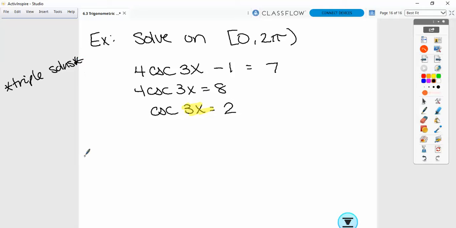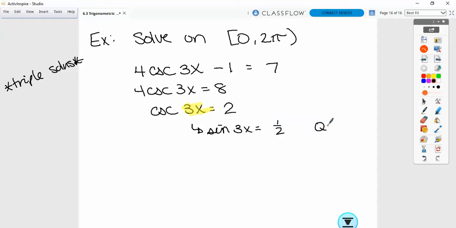Friday when we talked about this, the first few, I graphed them and showed you what happened. When it was a 3x, that basically meant between 0 and 2 pi, we got 3 complete cycles of our graph. So we aren't going to have just the 2 solutions we're used to. It would happen 3 times, so we'd have 6 total solutions here. Then it's kind of like solving like before. If you don't like thinking about cosecant, you can do sine. That means sine is the reciprocal.